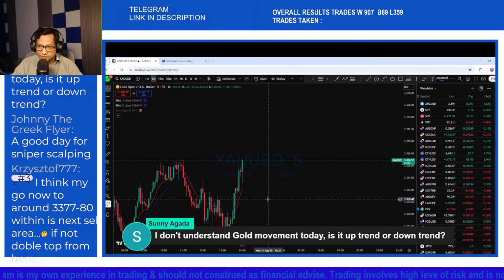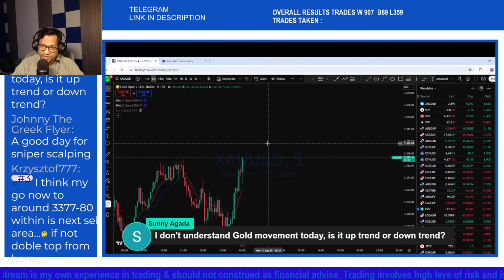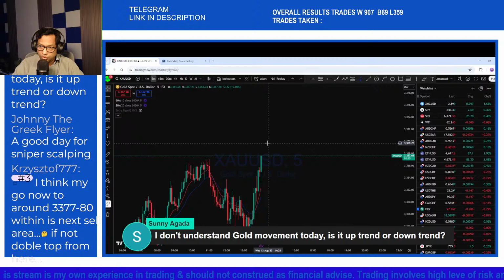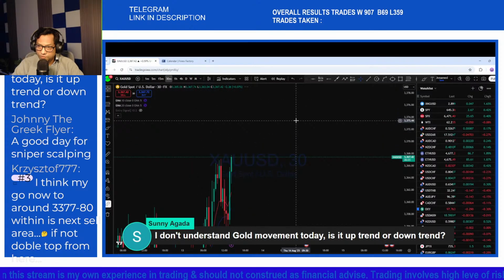Here the market penetrated back again, which could continue to create a bullish market structure.